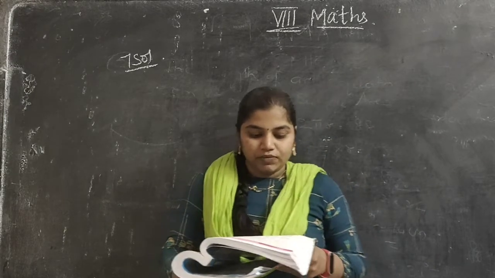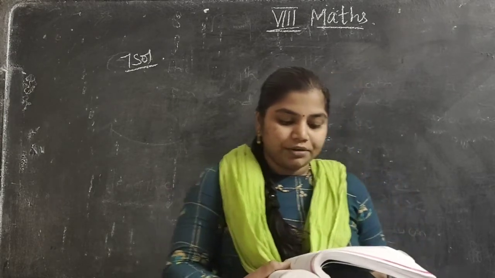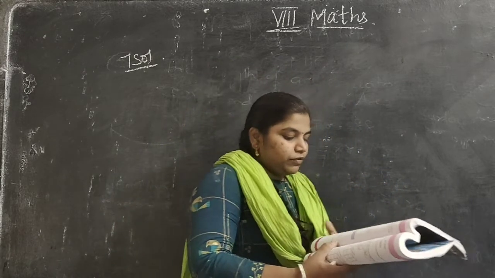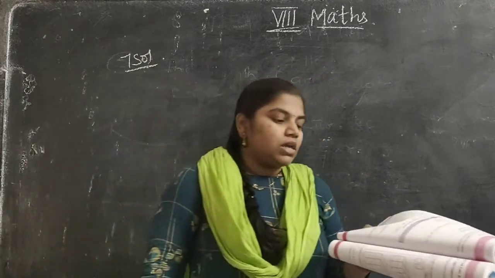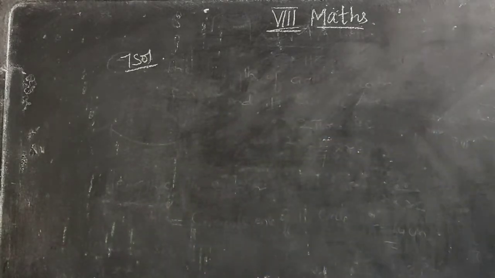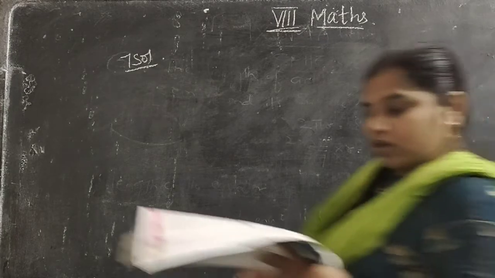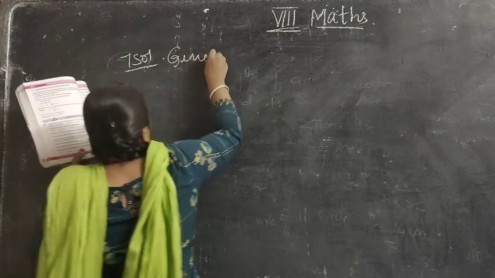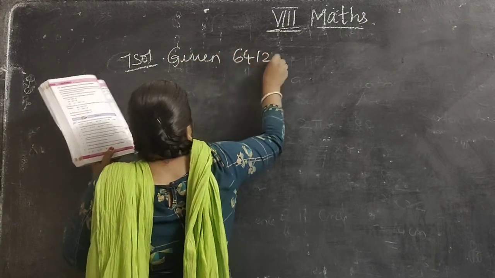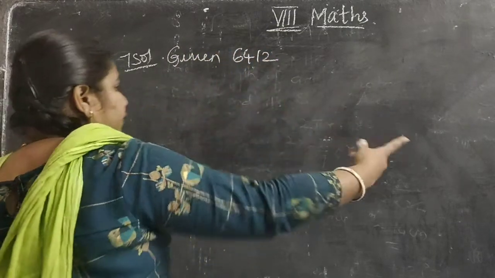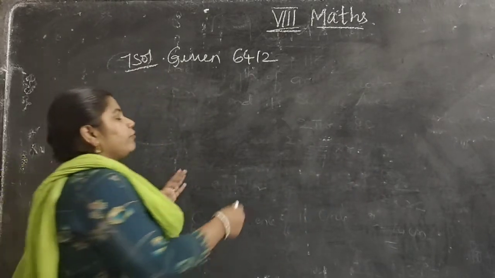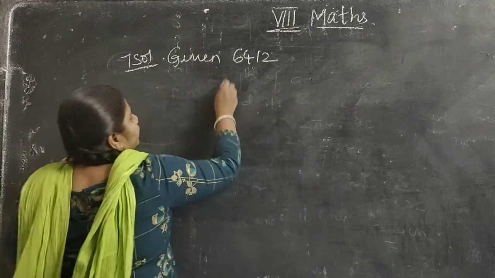So the problem now. Find the least number which must be added to 6412 to make it a perfect square. So which number do we have to find? That is 6412. For this number, which number do we have to add to make it a perfect square? We have to find. So what we will do first, we will use the long division method.